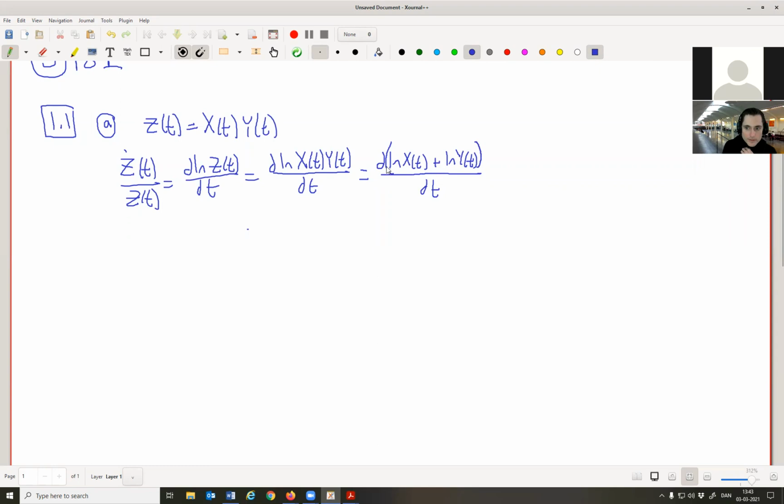All right, the derivative is linear, so it means we can split it. This is actually the same as d log X(t) over dt plus d log Y(t) over dt, which is X dot of t divided by X(t) plus Y dot of t divided by Y(t). Almost all of the problem, the three subproblems here, have this flavor. So that's it. Here's the growth rate of Z. It's equal to the growth rate of X plus the growth rate of Y, and it comes from the properties of log.